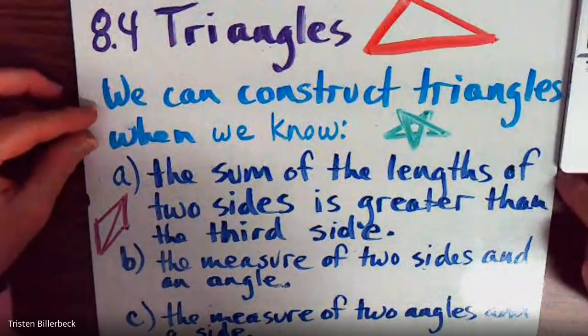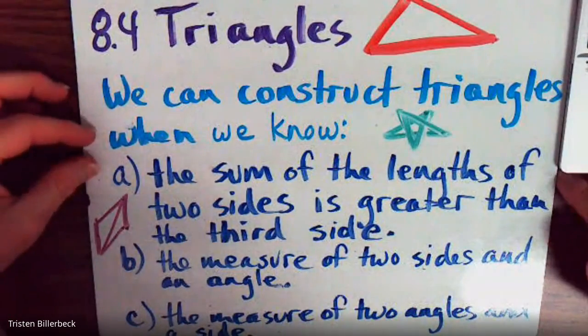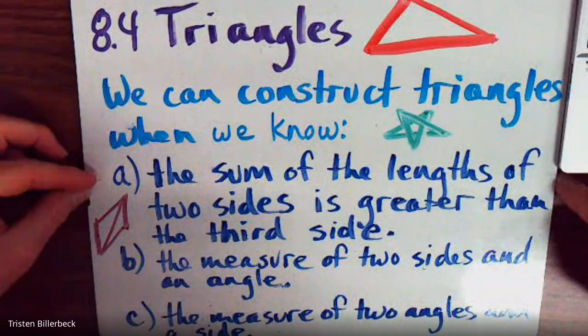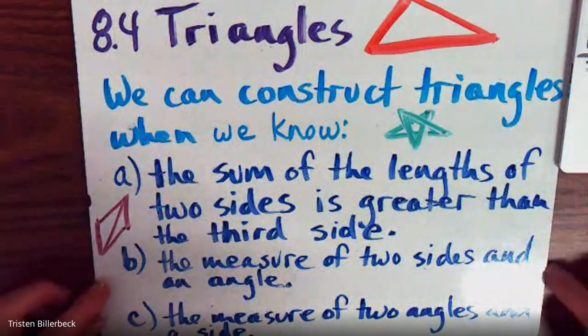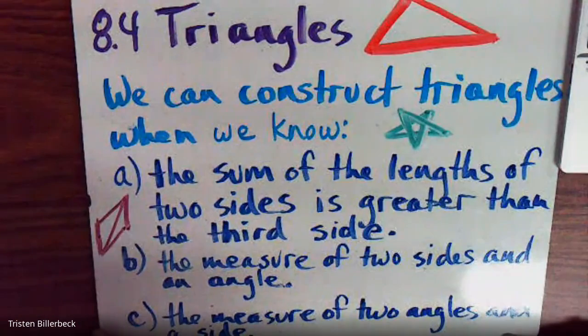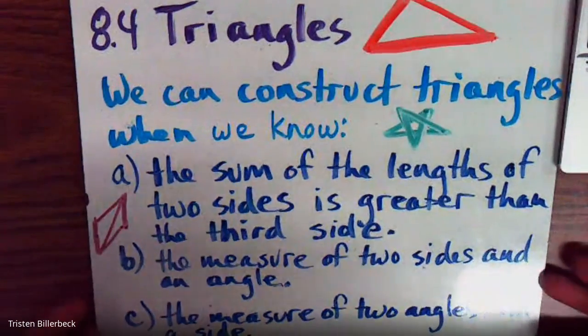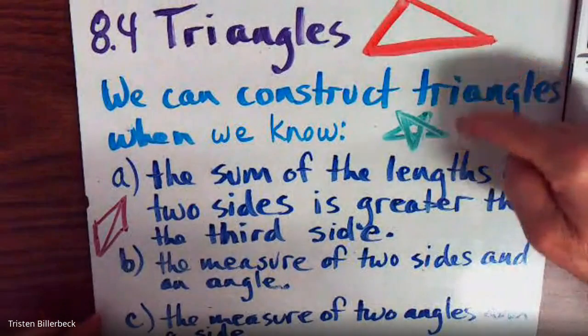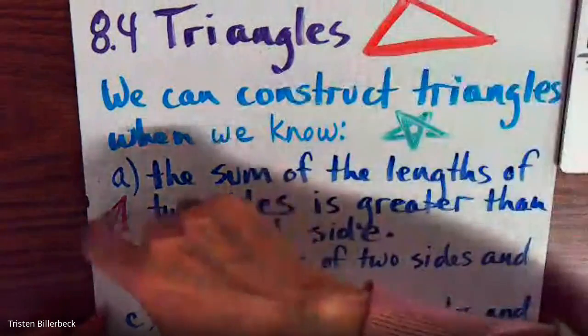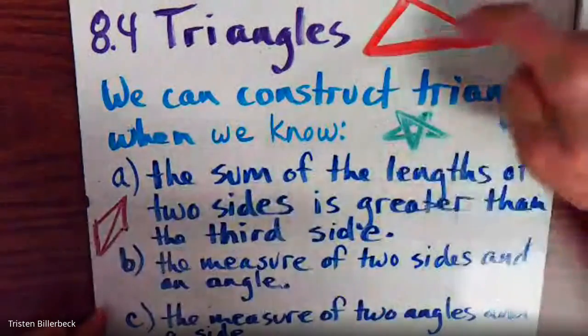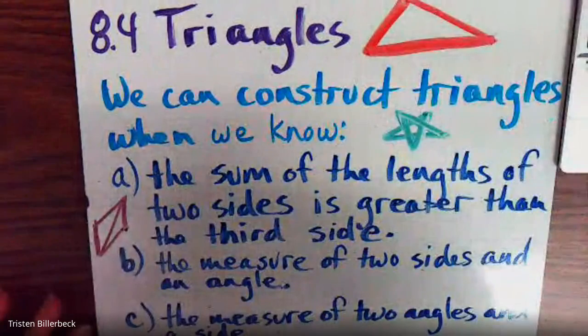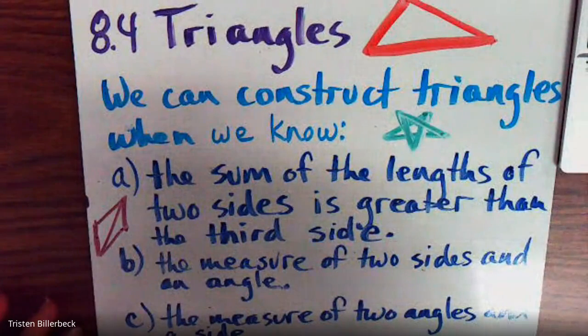So we can construct triangles when we know the sum of the lengths of two sides is greater than the third side, the measure of two sides and one angle, and the measure of two angles and one side. All right, so here's a couple pictures of combined triangles in these cases, and I have one triangle there. Now let's take a look at the types of triangles that we have.